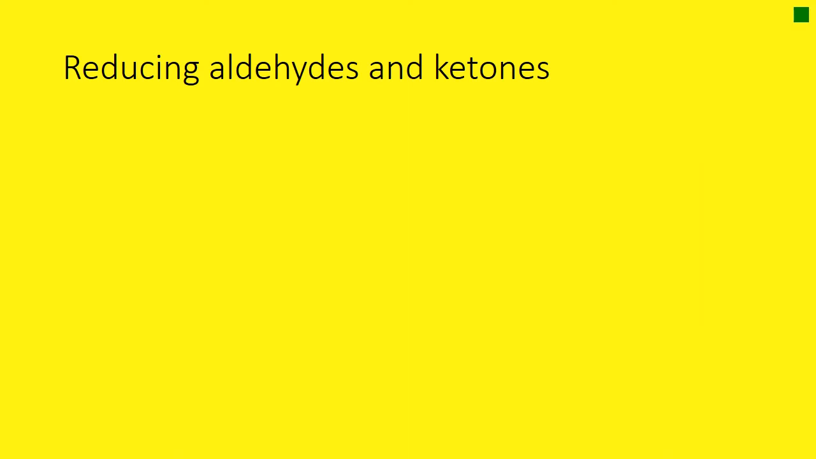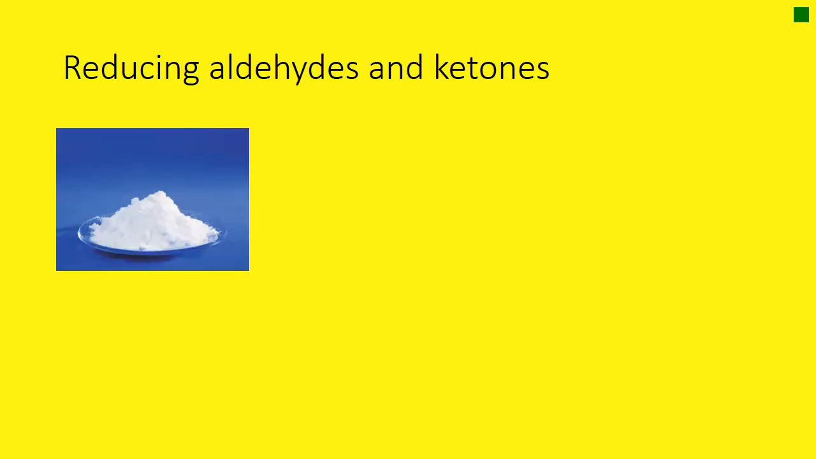So what we just saw with the two test reactions was oxidation of aldehydes, but not ketones. Instead, now what we're going to do is reduce the aldehydes and ketones. This we can do to both. And what we might use is a mild reducing agent, such as this one here, which is called sodium borohydride.